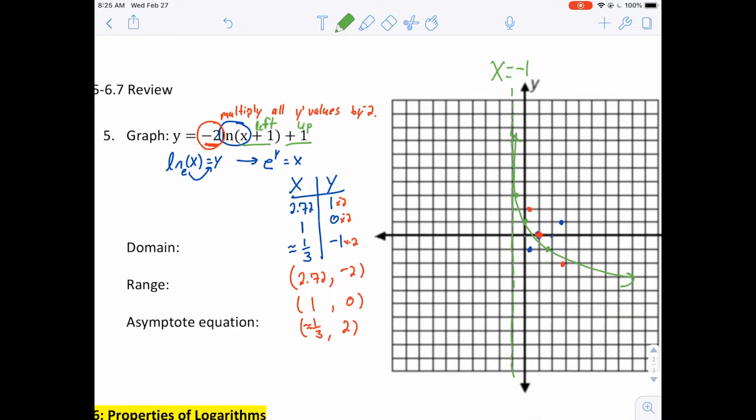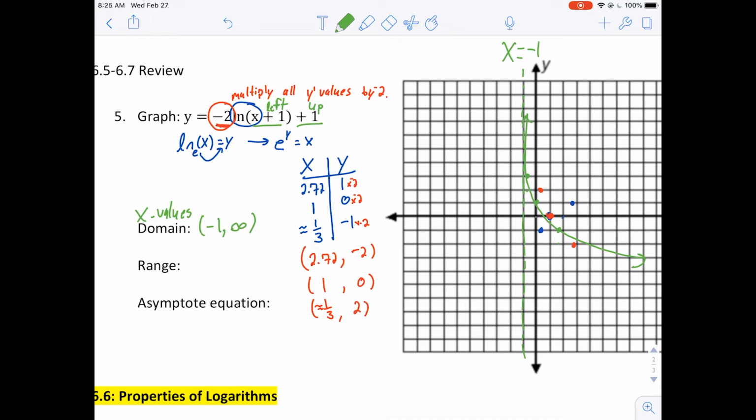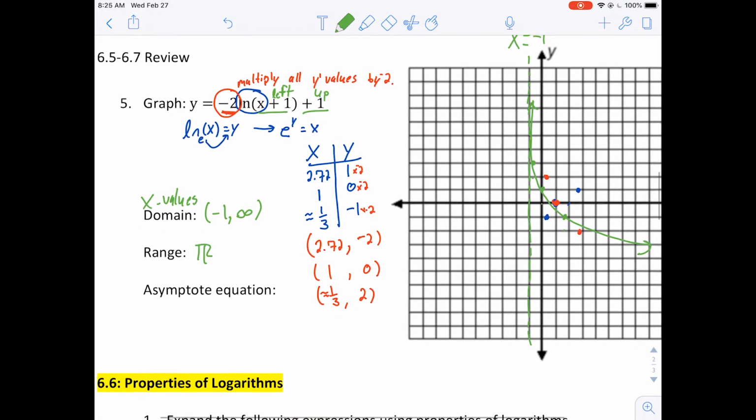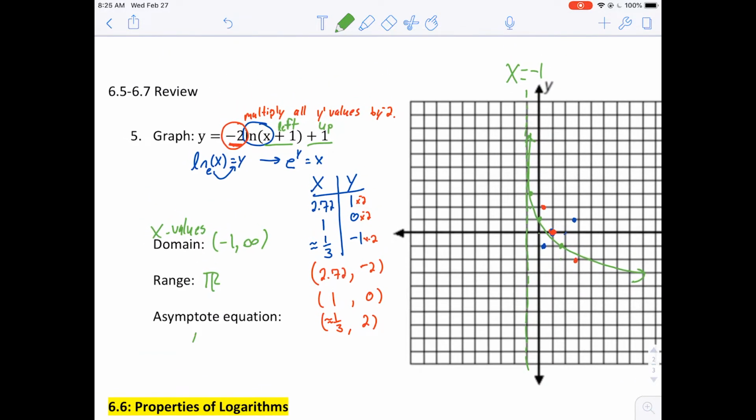All right, let's talk about the domain and range. The domain is going to have to do with our shift because this is what are my x values. So it's going to be from -1 to infinity. It's never going to hit -1 because that's the asymptote, but it's going to almost make it. Our range is always going to be all real numbers with the log or natural log. And then our asymptote equation, I already wrote it, is x equals -1.